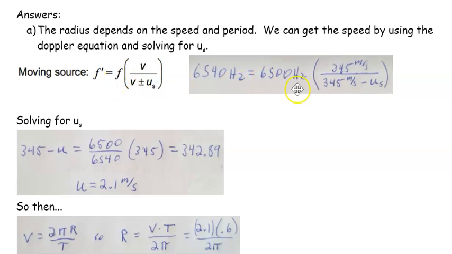So for this F, I'm putting in the 6,500. That was the number in between them. And then for F prime, what we hear, I'm using the bigger number. So this must be when it's coming towards us. And if it's coming towards us, we're going to use a negative there.